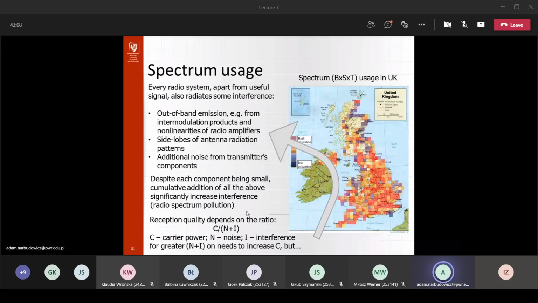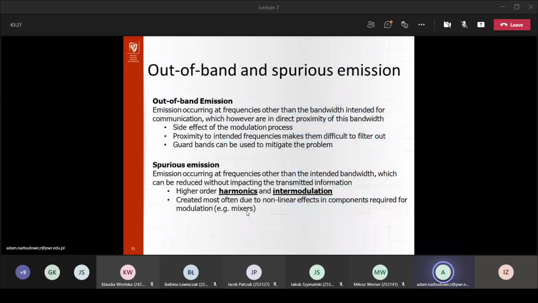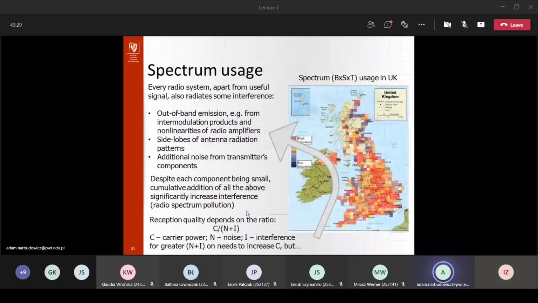However, as was correctly pointed out, especially by Milos, if you can narrow down and be more selective, to direct your beam, this actually might work, right?